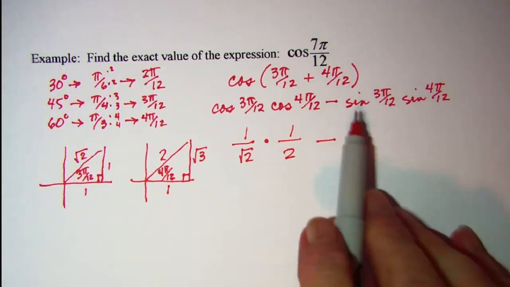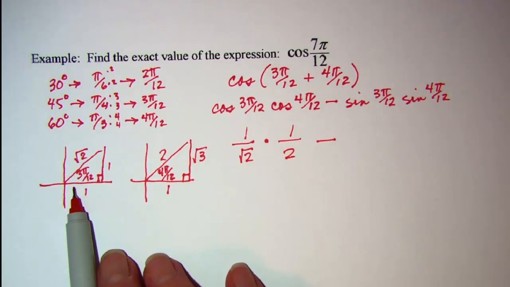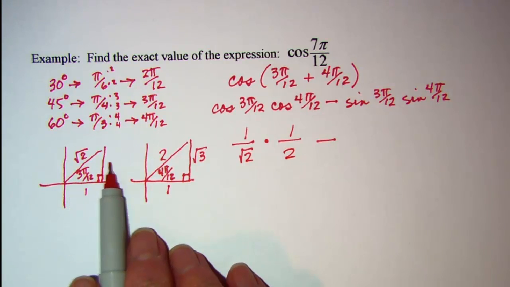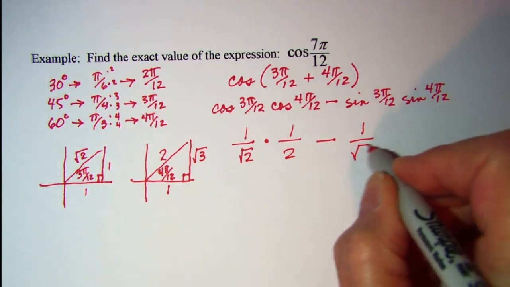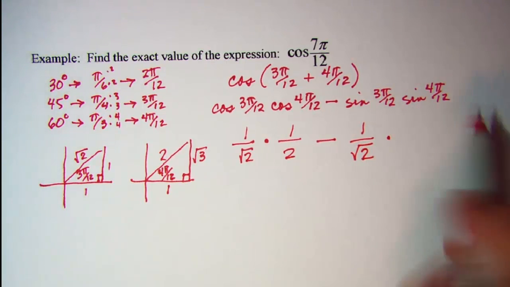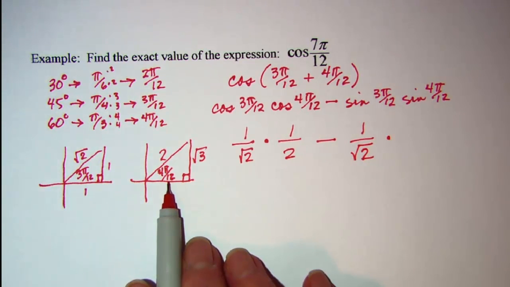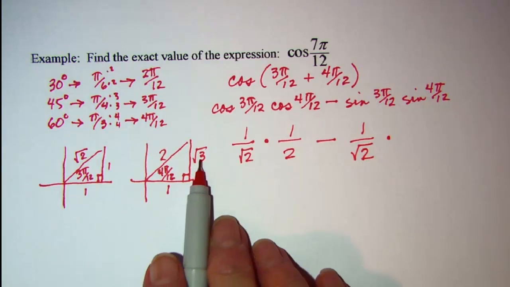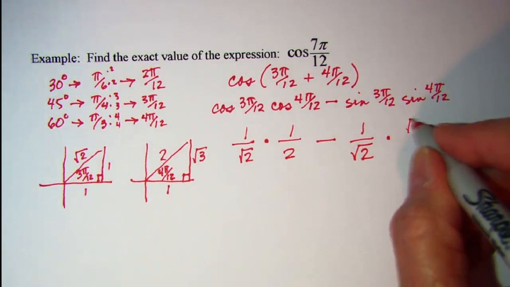Subtract. Again, 3 pi over 12, I'm over here on this reference triangle. For the sine, I want opposite over hypotenuse. That's 1 over root 2 times. And then for the sine of 4 pi over 12, I need this reference triangle. Sine is opposite over hypotenuse, so root 3 over 2.